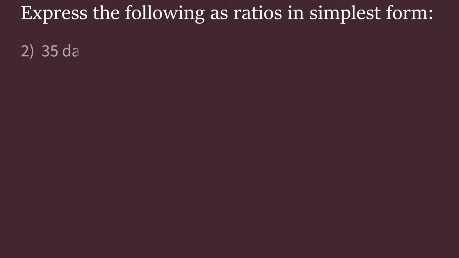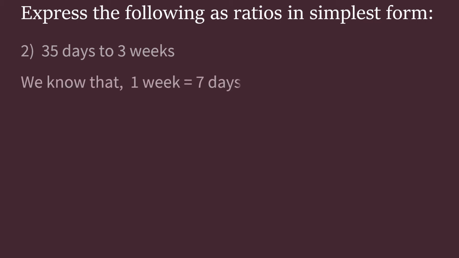Question number 2. 35 days to 3 weeks. See, days and week both are different units. We can only compare the ratio when both quantities are in the same units. So first we convert weeks into days. And we know that 1 week is equal to 7 days. So 3 weeks is equal to 7 multiplied by 3 days, which is equal to 21 days.